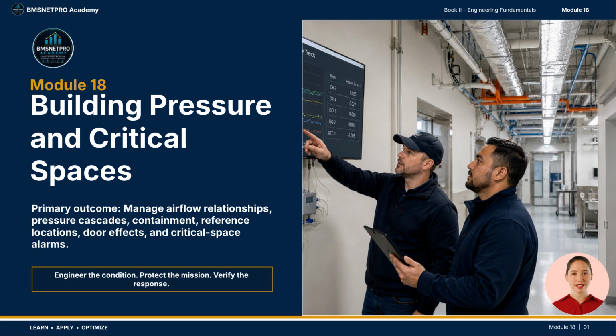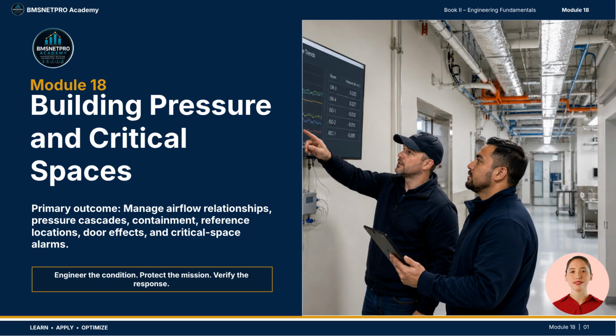Welcome to Module 18, Building Pressure and Critical Spaces. In this module, we move from general airflow theory into rooms and buildings where pressure relationships protect people, process, products, and operations. The most important idea is that pressure is not created by a sensor or a set point. It is the result of supply air, exhaust air, return paths, transfer air, leakage, doors, wind, stack effect, and time.